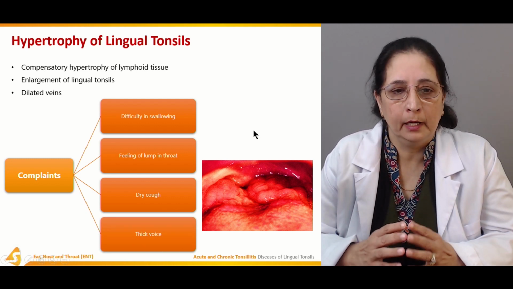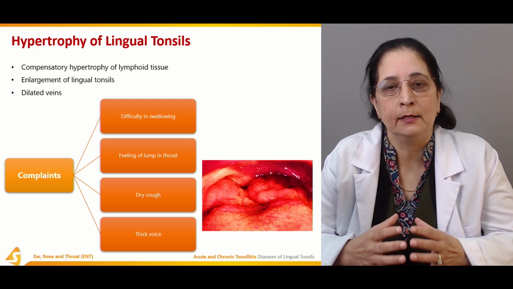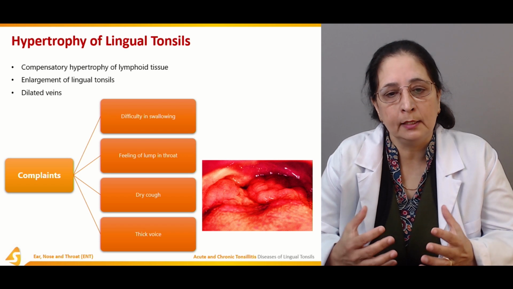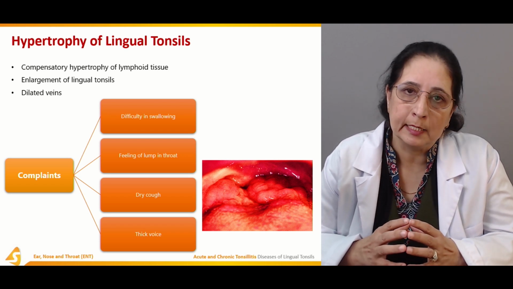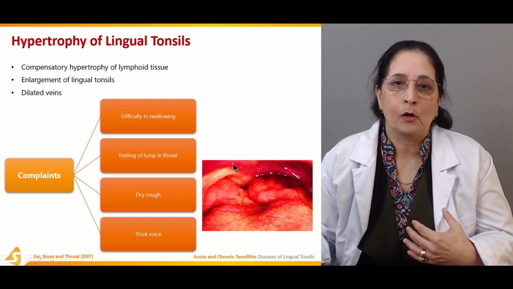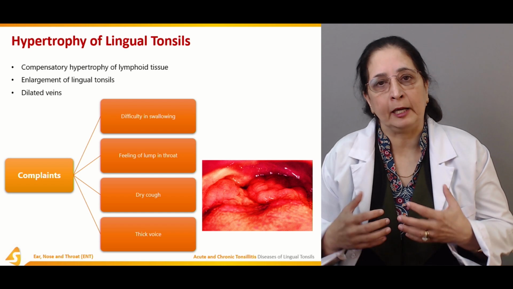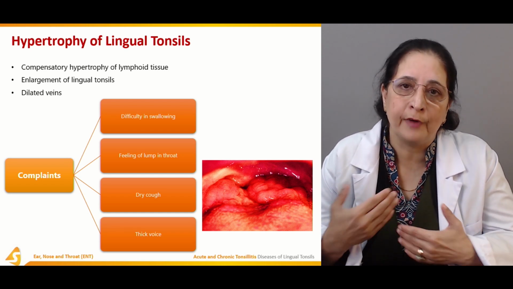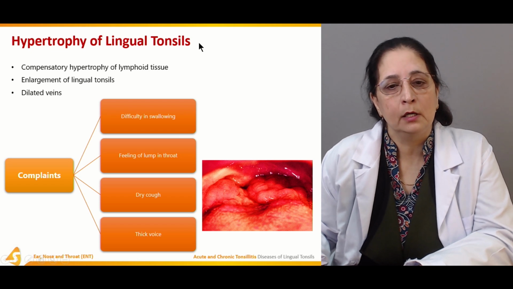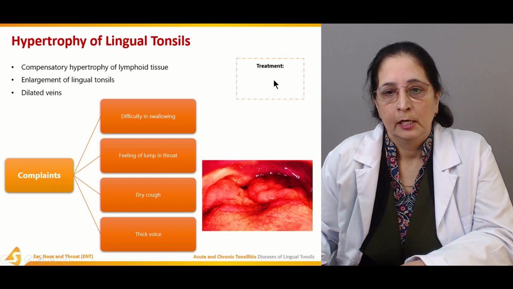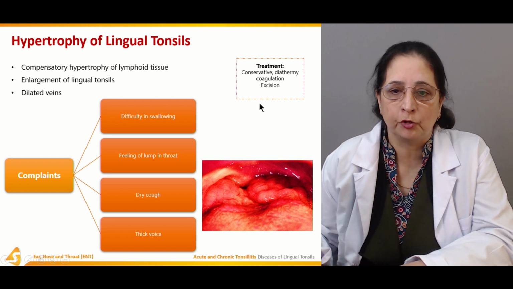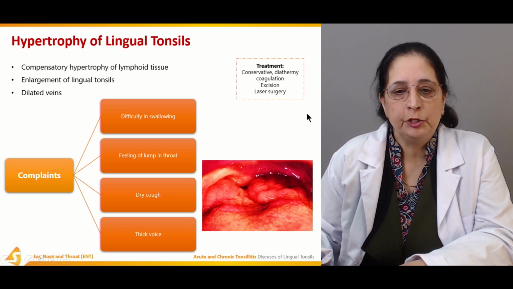All these are the complications that patient will present, or the symptoms that patient will tell the doctor. They have difficulty in swallowing, they feel a lump in the throat, there is thick voice and dry cough, and this hypertrophy of the lingual tonsil is mainly a compensatory mechanism. Whenever there is infection going on, they hypertrophy to fight that infection, and that leads to hypertrophic lingual tonsillitis. Treatment is conservative: diathermy, coagulation, excision because they are hypertrophied, and laser surgery.